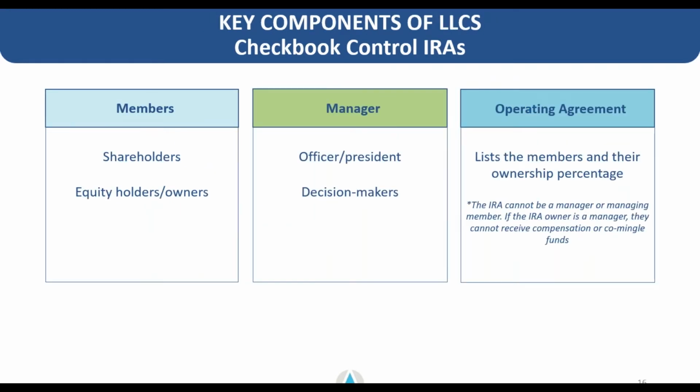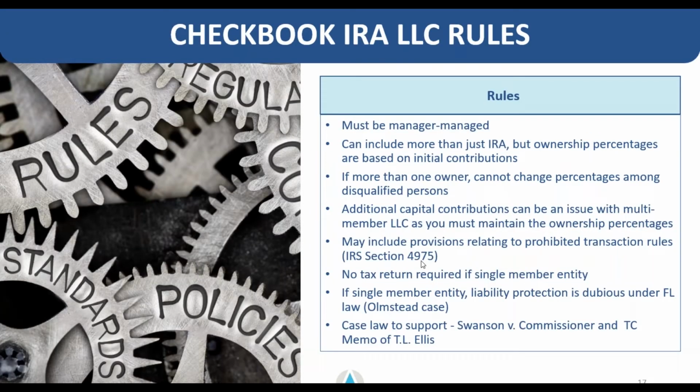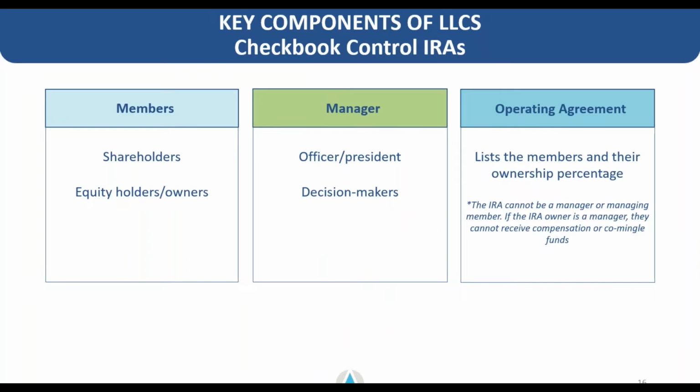And the actual components of the LLC: the member, which is the retirement account holder, or holders if you're actually doing a multi-member LLC. In general, when we're speaking about Checkbook IRA, we're talking about a single member LLC, but it can be a partnership where you have multiple investors. As long as the ownership percentage is broken down on the operating agreement, that is kind of the threshold there. But in general, when we're talking about checkbook IRA, we're referring to a single member LLC in most cases.